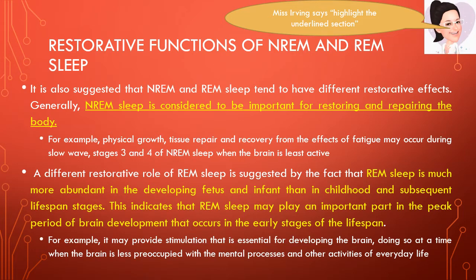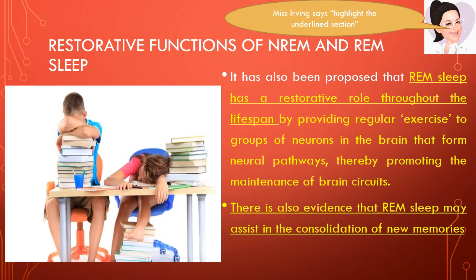So they're saying that NREM sleep is important for repairing the body, whilst REM sleep is important for restoring the mind. They're saying that REM sleep has a restorative role throughout the lifespan, not just in infancy. And this is because it provides a regular exercise to a group of neurons in the brain that form neural pathways and promotes maintenance of brain circuits. So it helps the brain to function and it helps to connect neurons more. And that's why they're suggesting that REM sleep is responsible for the consolidation of memories. And you may want to circle that bit there, the consolidation of memories. So REM sleep is apparently responsible for the consolidation of memories and brain restoration, whereas NREM is responsible for body restoration.